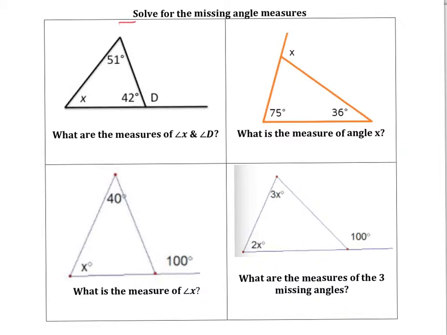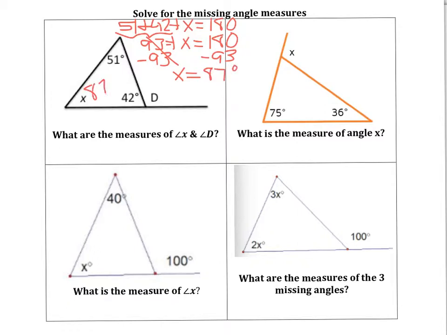So our equation would just be 51 plus 42 plus X equals 180. So 51 and 42 would make 93. 93 plus X would then equal 180. So I would subtract 93 from both sides and find that angle X has a measure of 87.